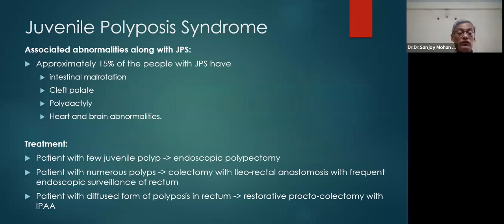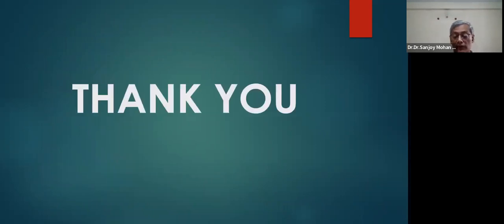Associated abnormalities: approximately 15% of people with juvenile polyposis syndrome have intestinal malrotation, cleft palate, polydactyly, and heart and brain anomalies. Then what is the treatment? For a patient with few juvenile polyps, endoscopic polypectomy. For a patient with numerous polyps, colectomy with ileorectal anastomosis and endoscopic surveillance of the rectum. For diffuse polyposis involving the rectum, restorative proctocolectomy with ileal pouch anal anastomosis. Thank you.